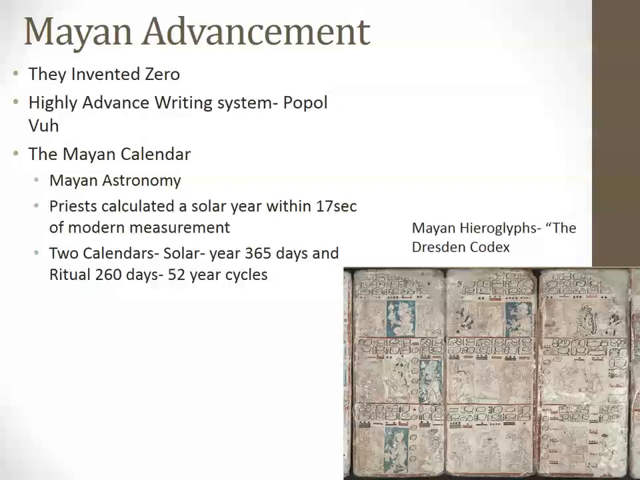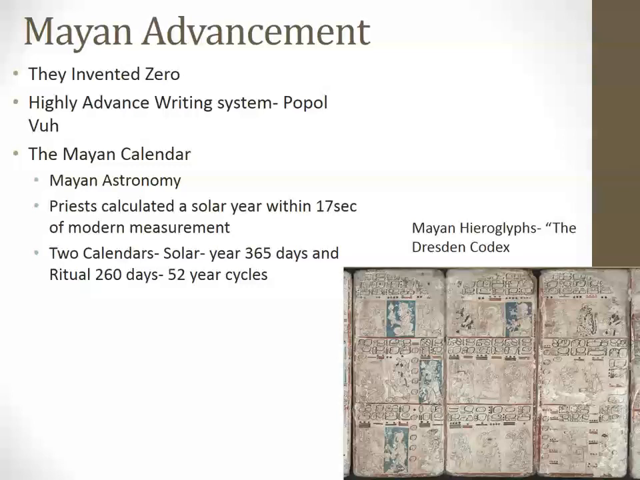The Mayan calendar was one of the great discoveries we've come to understand from these hieroglyphs. Mayan astronomy was highly advanced. The priests calculated a solar year within 17 seconds of the modern measurement, which is incredible. Without any modern scientific techniques, they were able to estimate the time of the year, the Earth's passage around the sun, to within 17 seconds, which is incredible.